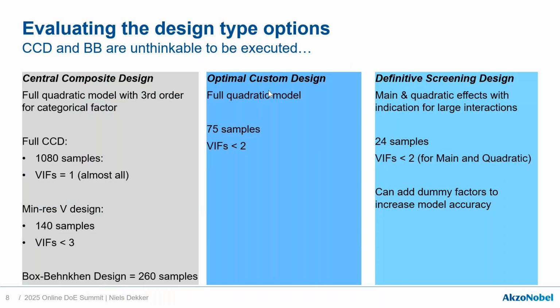In that case, we would come up with about 24 samples, and the VIFs for the main and the quadratic effects are very low. And the good thing about definitive screening designs is that you can add a dummy factor or two or three to increase the model accuracy if you think that you could use a few samples. Also, additional samples, like with any design, are always good to add so that in case something goes wrong, or one of the samples fails, whatever might occur, things happen, you're not directly stuck and can't do a decent analysis anymore.